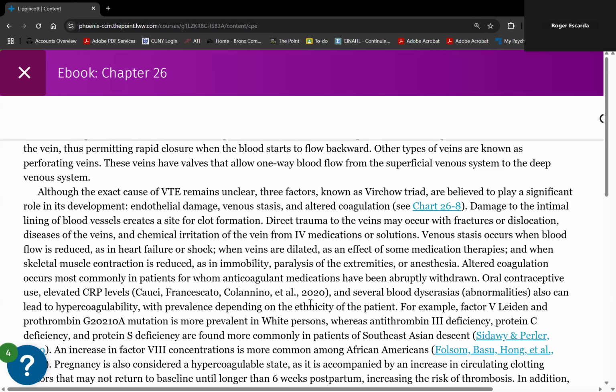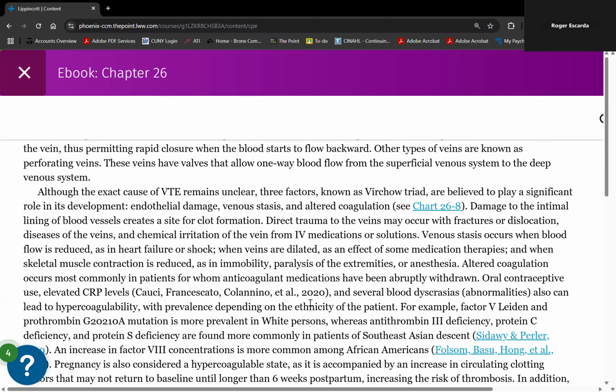I'll just give you one example. Endothelial damage is actual injury to a blood vessel. It does not matter whether that's an artery, a capillary, or a vein. When there's injury to a blood vessel, our body will do what? Form a clot to stop the bleeding. Make sense?